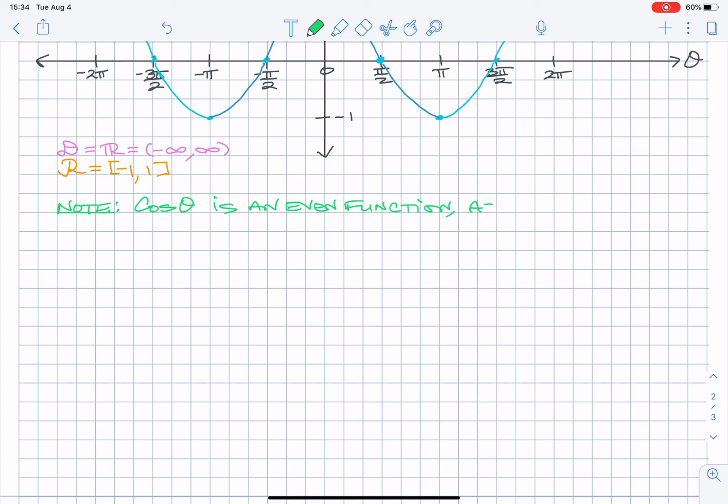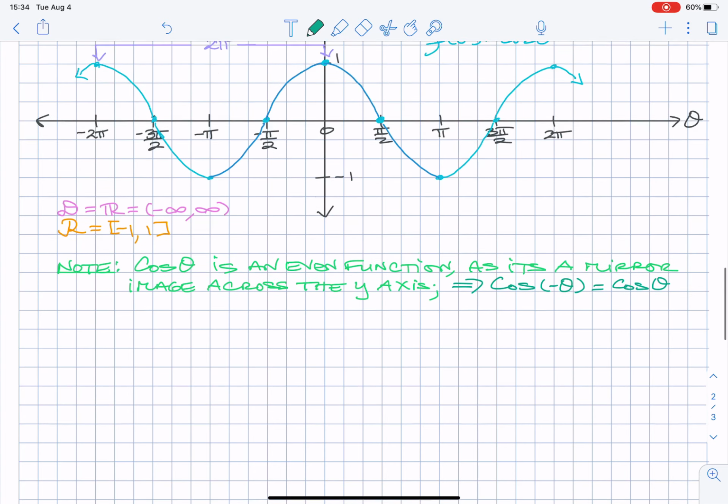As it's a mirror image across the line, or across the y-axis, what this means is that cosine of a negative angle theta will be the same as cosine of a positive angle theta. Well, let's see.